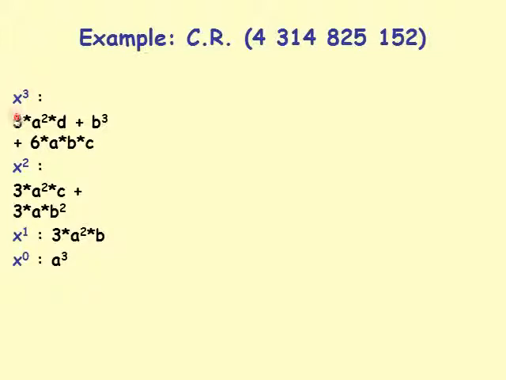Coefficient of x cubed is 3a squared d plus b cubed plus 6abc, and that of x squared is 3a squared c plus 3ab squared, and of x is 3a squared b, and for x power 0 is a cubed. Let us continue here. So the left digit is 1 from here, and the rightmost digit is 8, and the number of digits is 4. 1 group, 2 groups, 3 groups, and a 4th group.